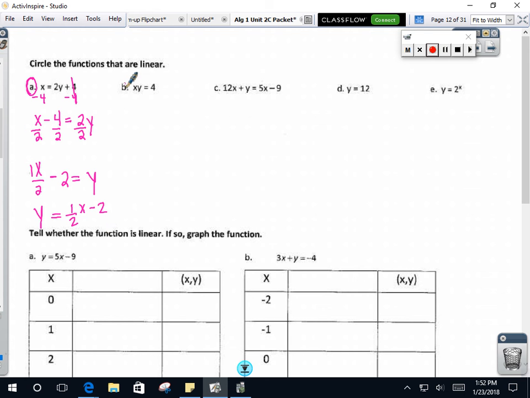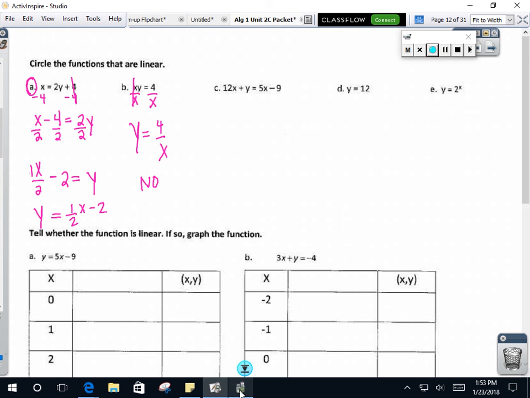Okay, for B, the first thing you try to accomplish when trying to get it in slope-intercept form is to get the y by itself. What would you have to do to get this y by itself? Divide it by x, because they're being multiplied. So y equals 4 over x. Is that linear? No. That's called a rational equation.